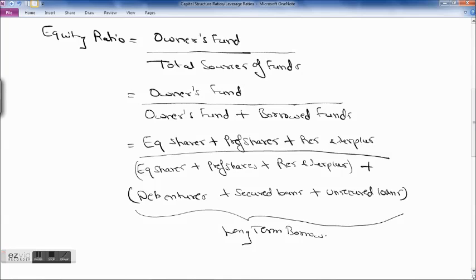So basically, what does this ratio show? It shows out of total sources of fund, how much is the owner's fund, that is, how much owner's fund is included in the business. This ratio has to be optimum. Owner's fund cannot be in excess, or very low. There has to be optimum utilization of both debt and equity. Now let's see an example of how to calculate this ratio.